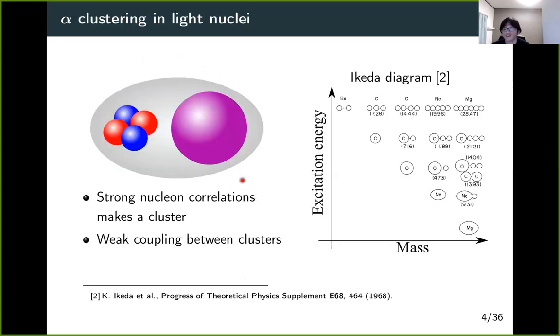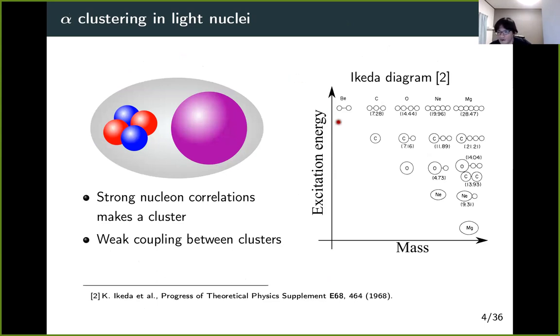And actually, the alpha cluster study has a long history, and one of the very important works was done by Ikeda et al. in 1968, so it's more than 50 years ago. In this paper, they gave the Ikeda diagram.